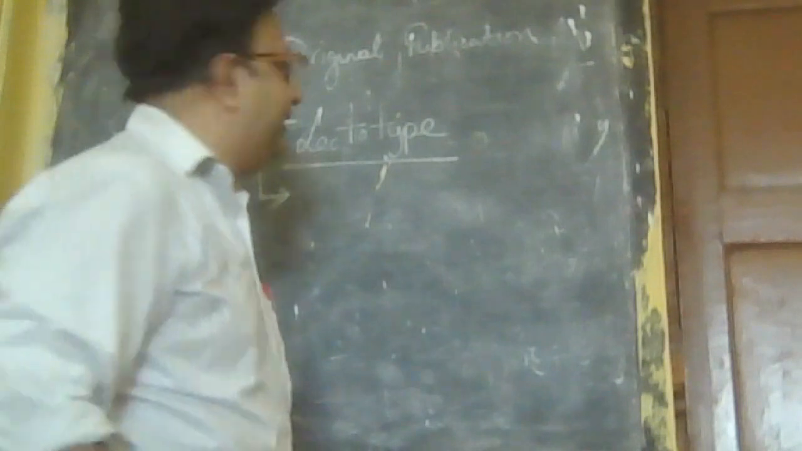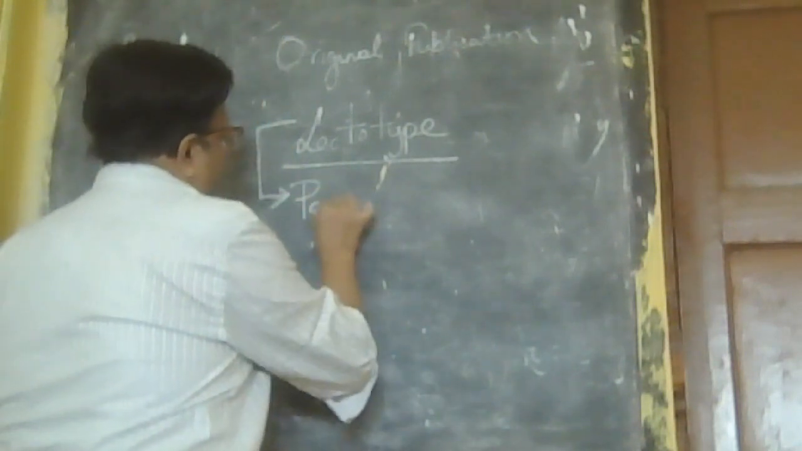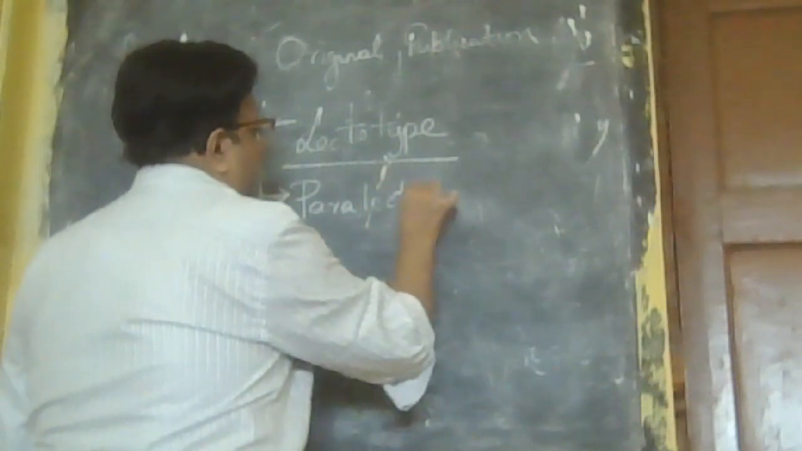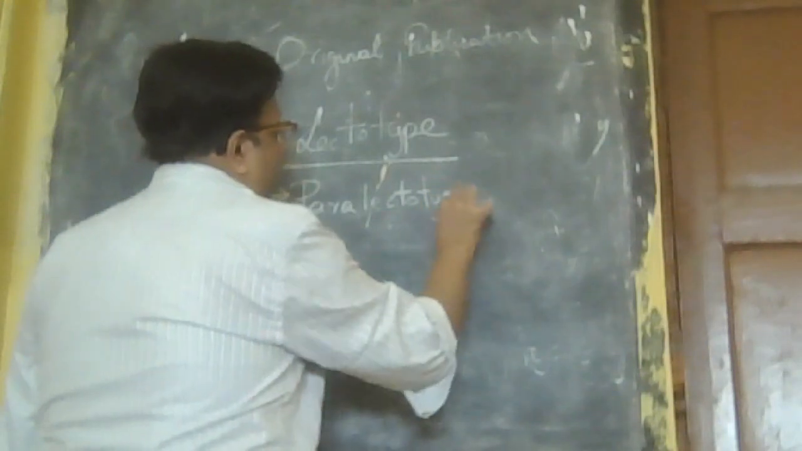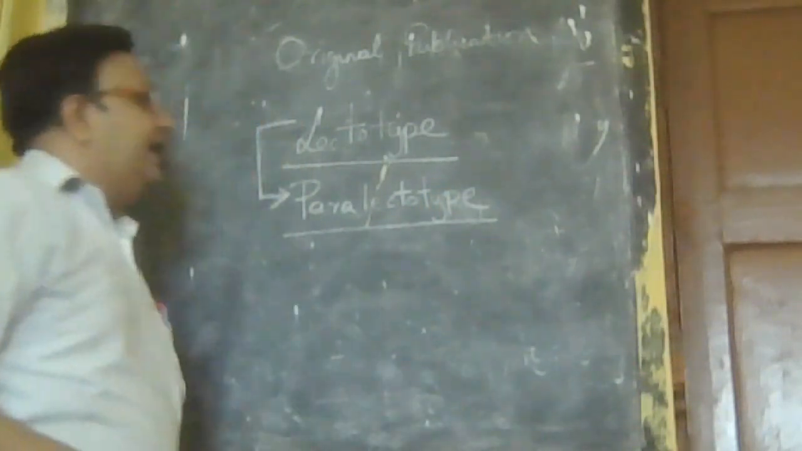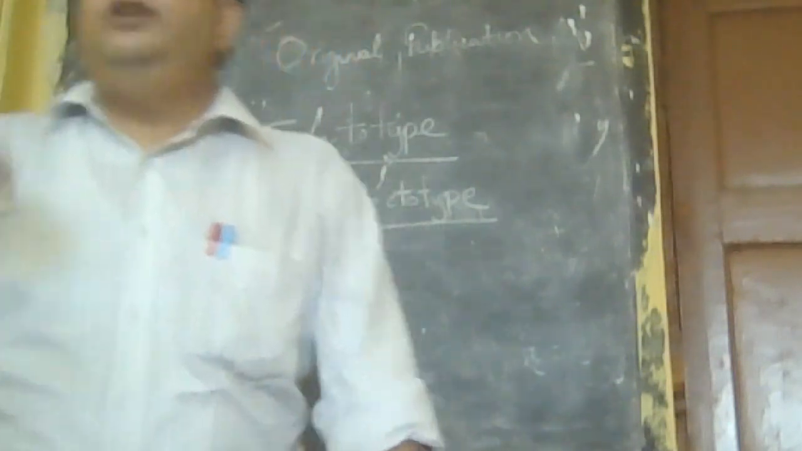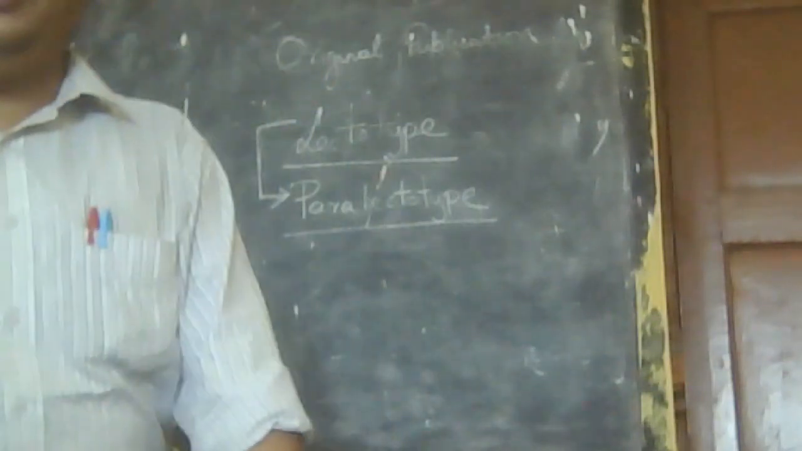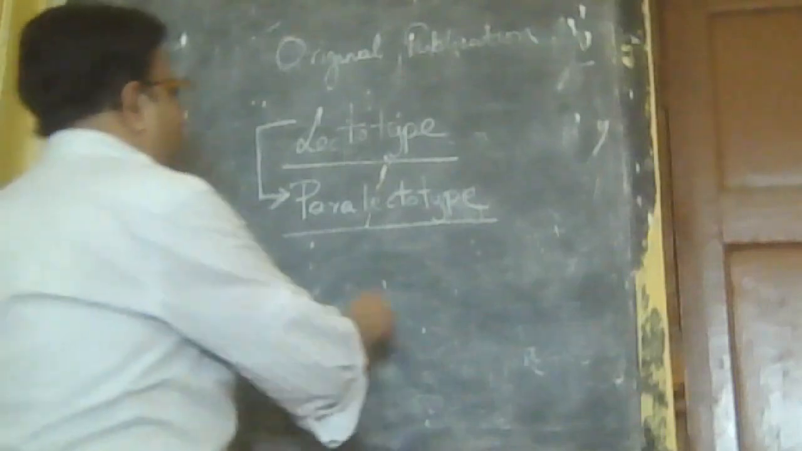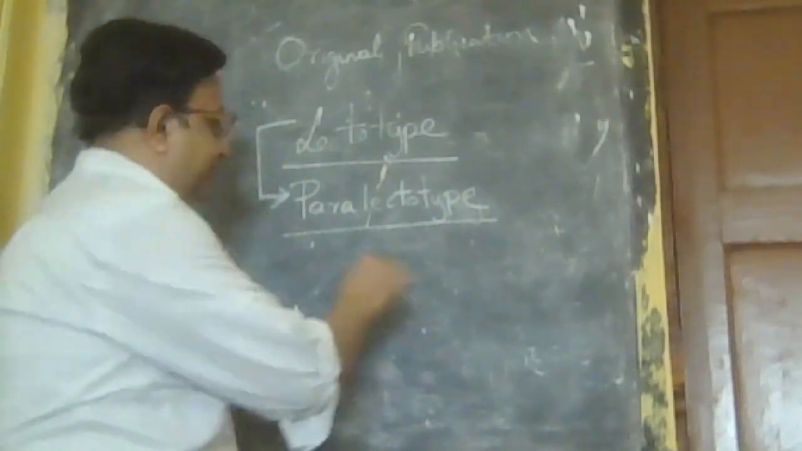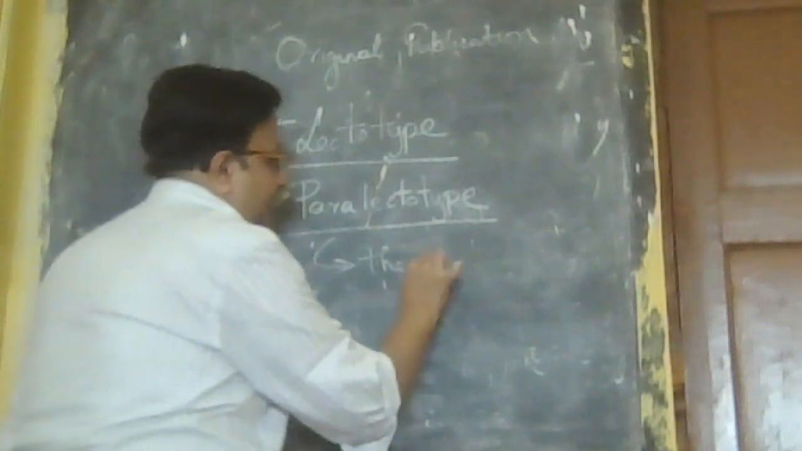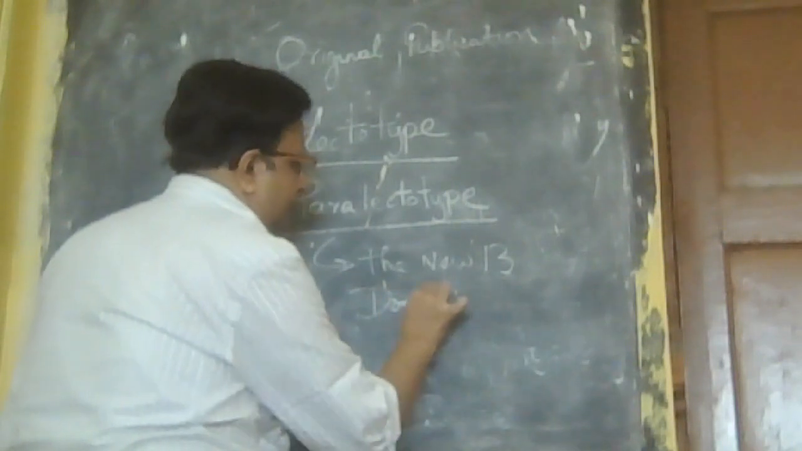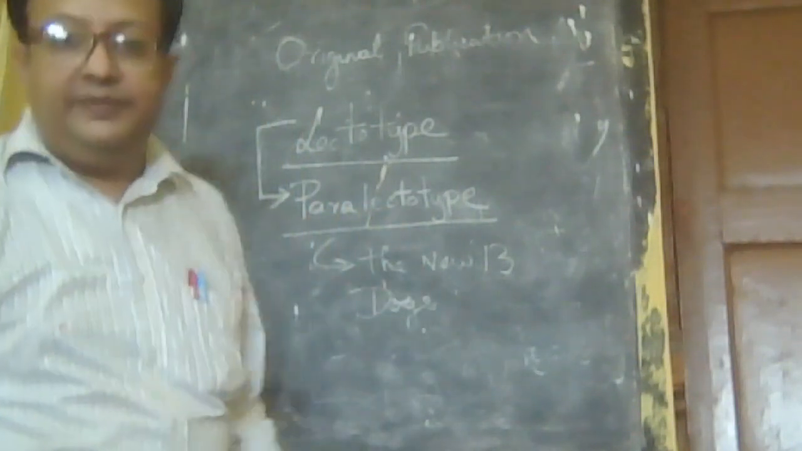Now similarly there is the word paraelectrotype. So when you are replacing it, you don't replace only the holotype, you replace the paratypes also. They are also destroyed. So on the new blocks are the paraelectrotype.